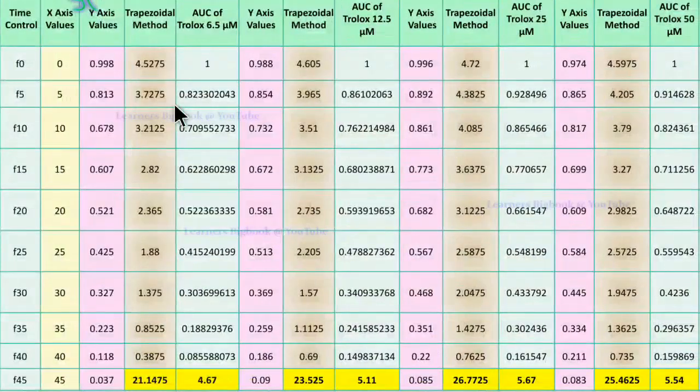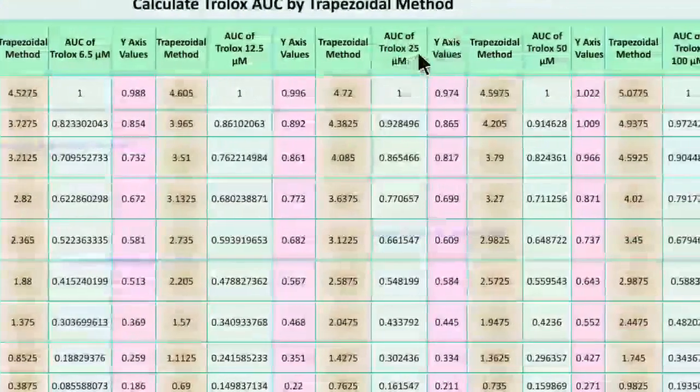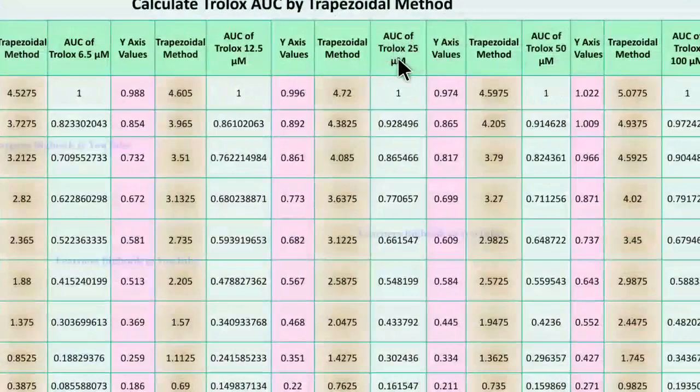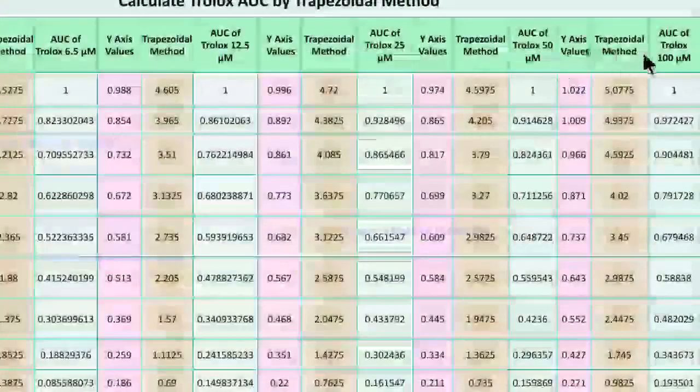Now here, when you consider F0, F5, F10, F15, F20, F24, F30, F40. This will first be done for Trolox 6.5 micromolar, and further the trapezoidal method has been done for 12.5, and further for 25 micromolar, that is, the AUC calculation by trapezoidal method is done for 25, further 50 and further 100.